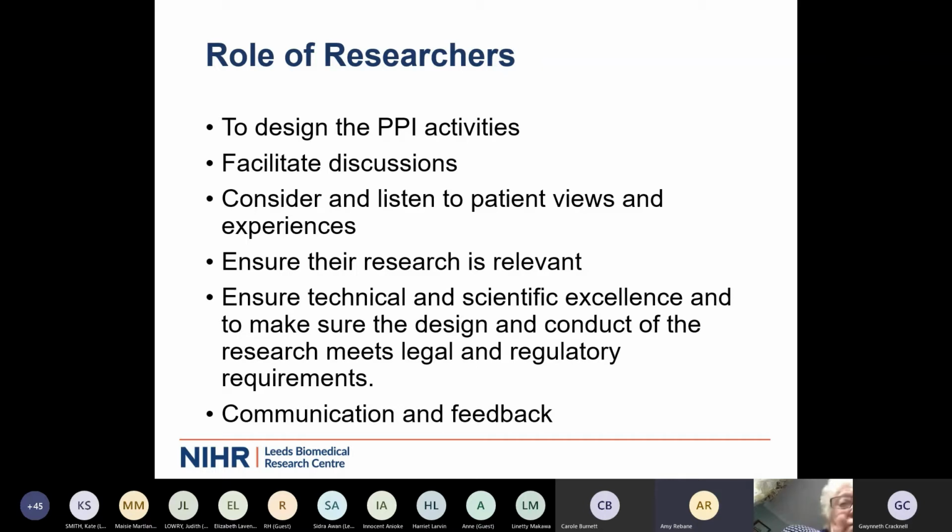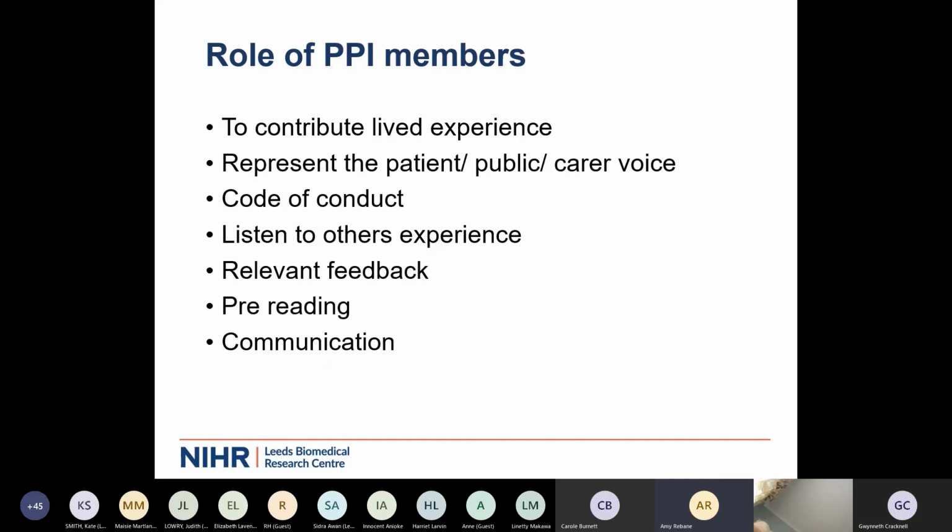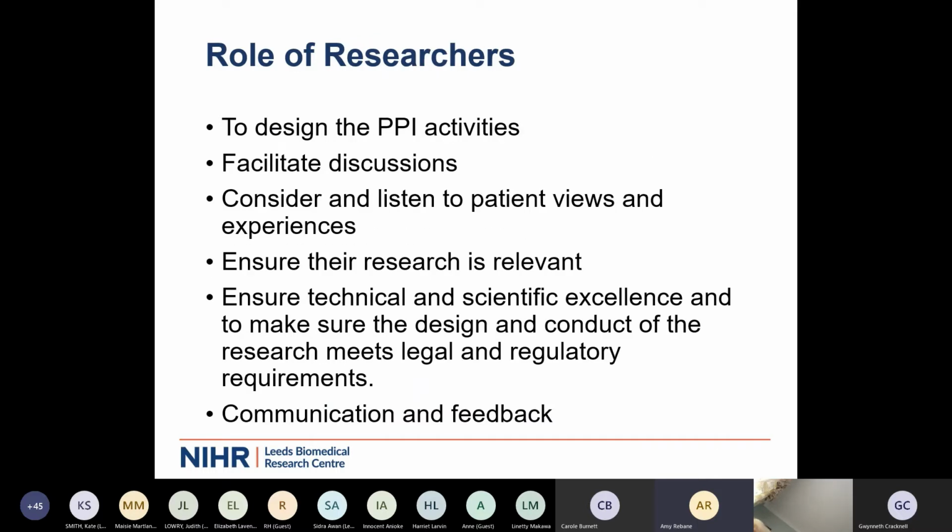Considering and listening to patient views and experiences, so being respectful of what people have to say, and being careful to create an environment where people feel heard, not just listened to. And in a more practical sense, ensuring that research is relevant. This is really at the crux of PPI: engaging with public partners to ensure that research is relevant.